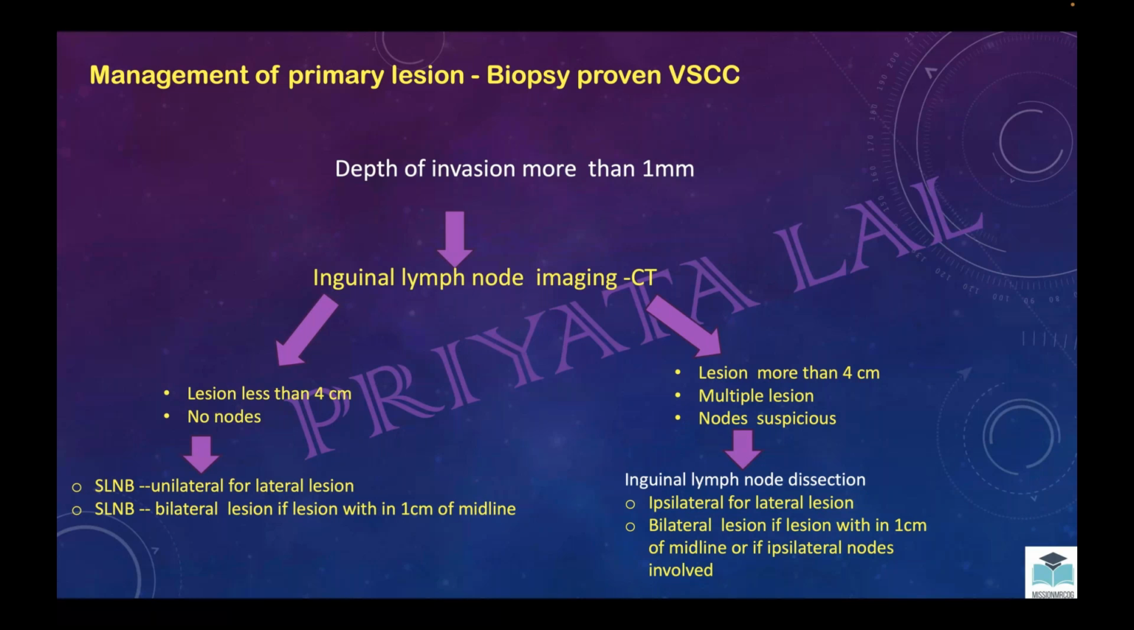If the lesion lies in the center, that is, within 1 centimeter of the midline. Second condition: we have to do bilateral lymph node dissection if one side's lymph node comes positive. If the ipsilateral or same side lymph node comes positive, then we have to consider removing the other side, the contralateral, also. The previous guideline was the same, but now they have made it more systematic.